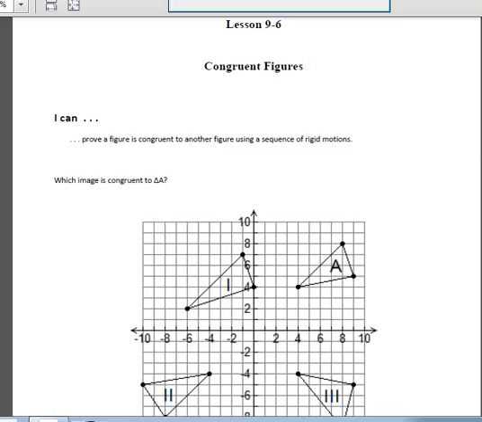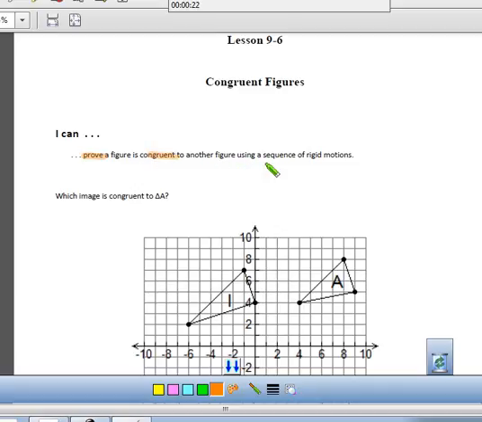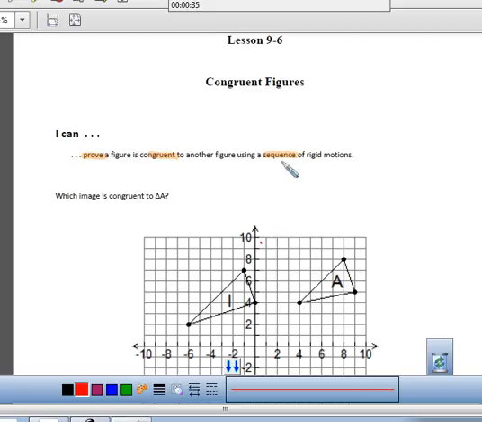I can prove a figure is congruent to another figure using a sequence of rigid motions. Remember what a sequence of rigid motions means? We are doing more than one. So let's write that down. More than one.